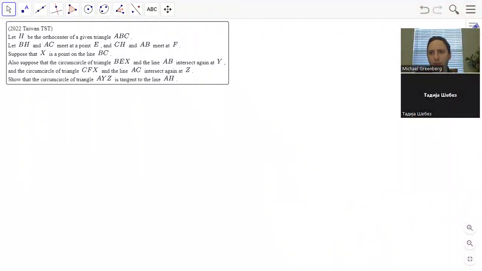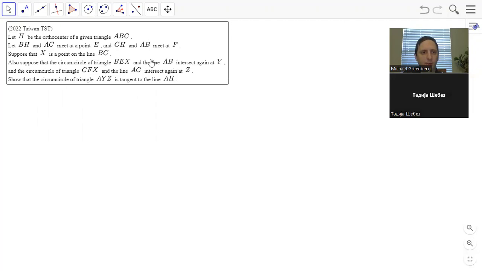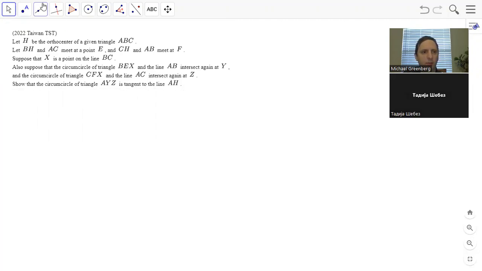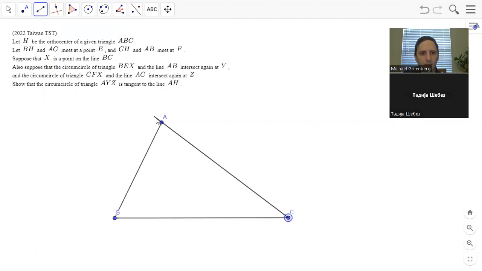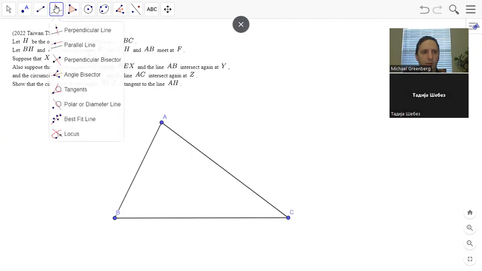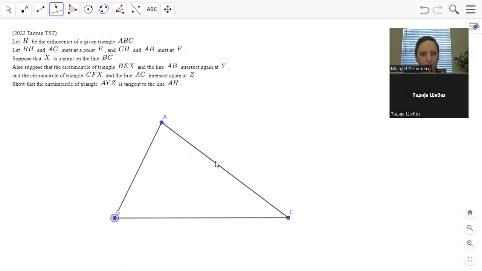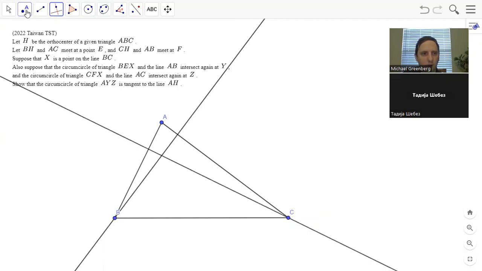It's better. All right, so we have a triangle ABC with orthocenter H. BH, okay, so we want to draw the altitudes. D, E, F, G, H.